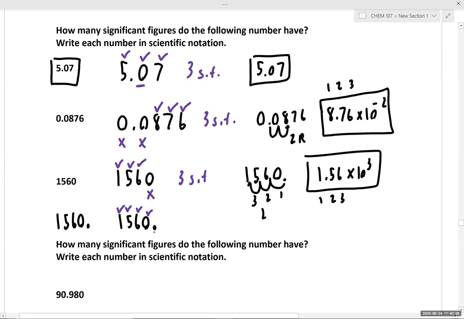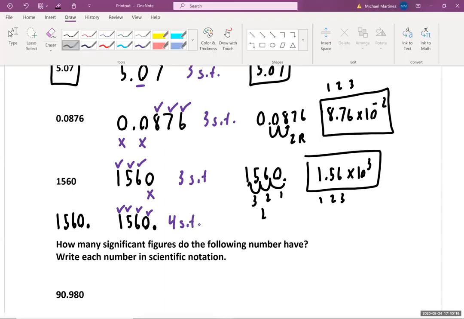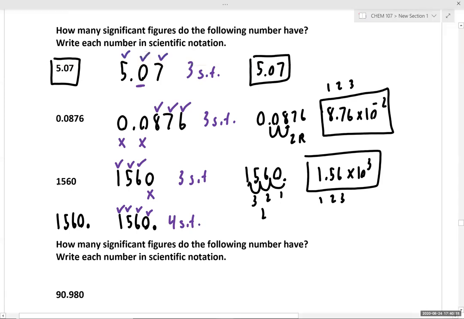So in this case, simply placing a decimal point at the end of our number gives us a number with 4 significant figures. So it's really important that you pay attention, because 1,560 is very different than 1,560 with a decimal point at the end. The decimal point determines and can affect whether or not a zero is significant.